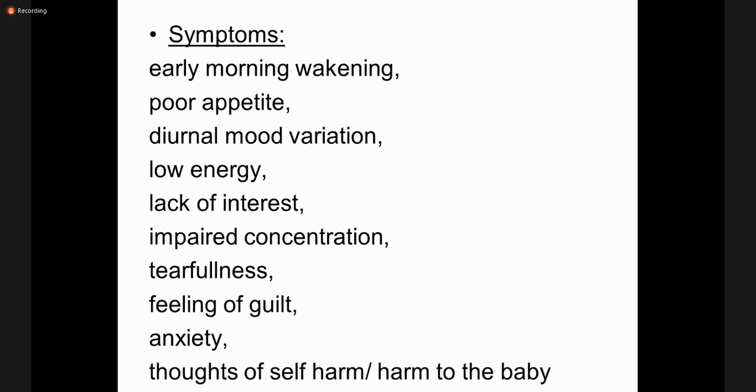Okay, what are the symptoms? The patient will tell you that she has poor sleep, early morning wakening. She has poor appetite. She has swinging of moods. Sometimes she is happy, sometimes she is sad. Diurnal mood variation, low energy. She has lack of interest in everything. Impaired concentration, tearfulness. She always feels like crying. Feeling of guilt, anxiety, and thoughts of self-harm or harm to the baby.